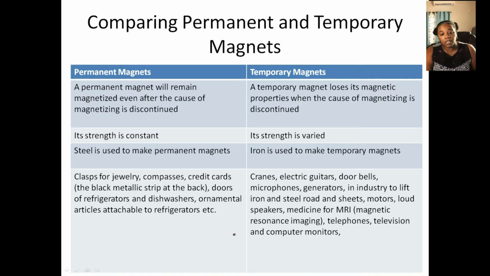With temporary magnets, they're used in cranes, electric guitars, doorbells, microphones, and generators. In industry to lift iron and steel rods and sheets, motors, loudspeakers, medicine for MRI, such as magnetic resonance imaging, telephones, televisions, and computer monitors.